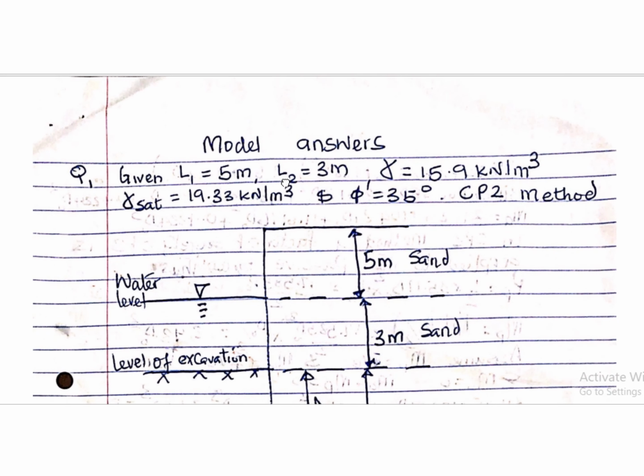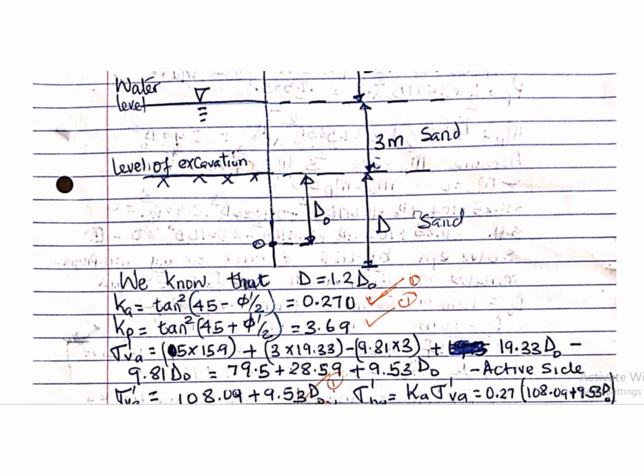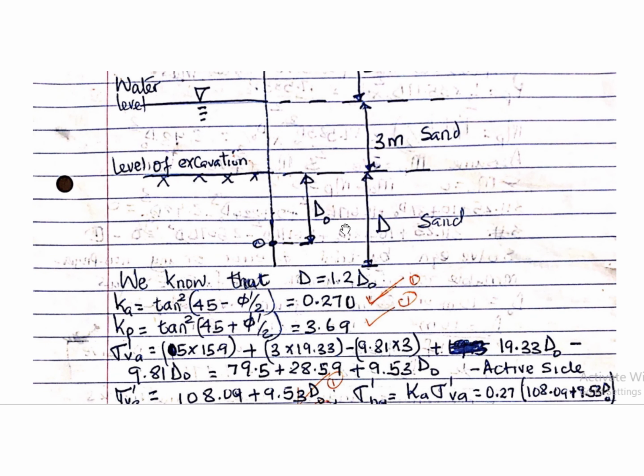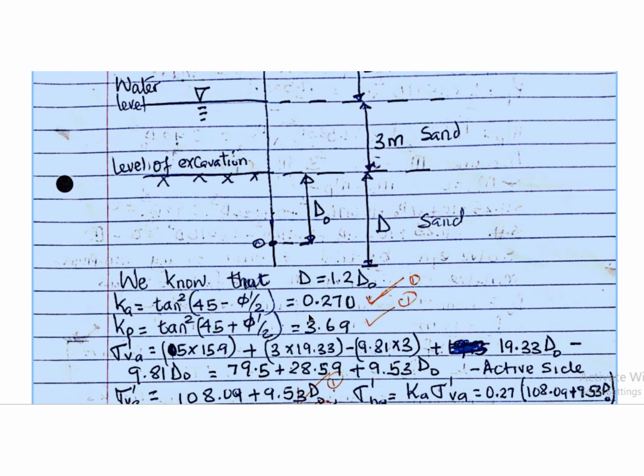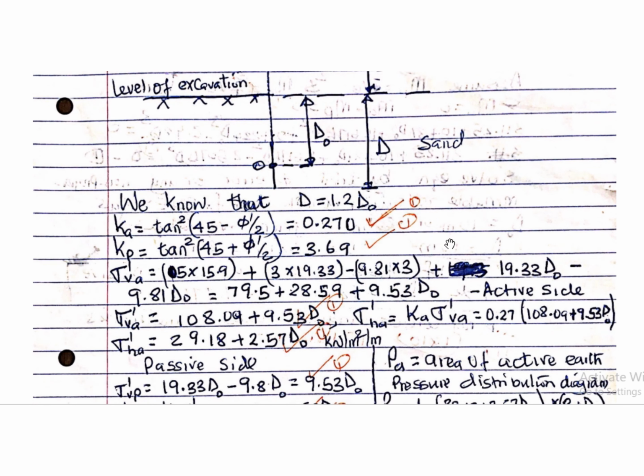Here we lay out the given information, and then of course we know that D is 1.2 D naught. This is a gross pressure method. This requires some background knowledge from the curriculum or from the content, so this is something we know. Then of course we also know that for the sheet pile, we can use the Jenkins method.